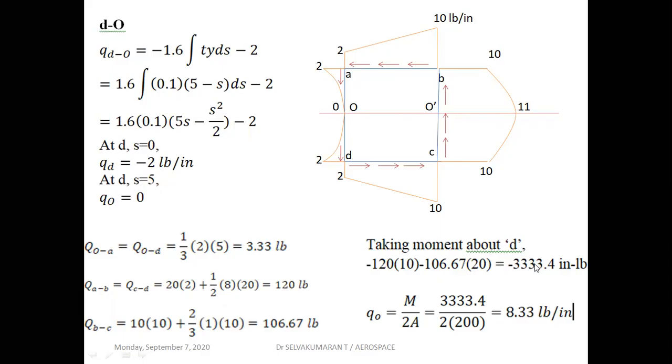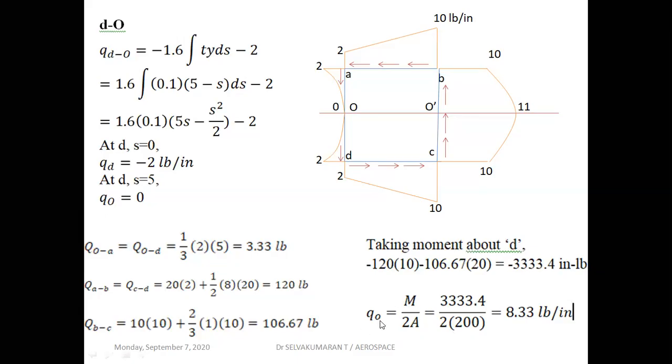Now I want to balance this unbalanced moment to find Q naught, or QS naught. How to balance this? We have to add the same magnitude with opposite sign. That value you substitute here to find Q naught, divided by 2A, where A is the enclosed area, 10 into 2. You get 8.33 pound per inch, which is nothing but Q naught or QS naught.